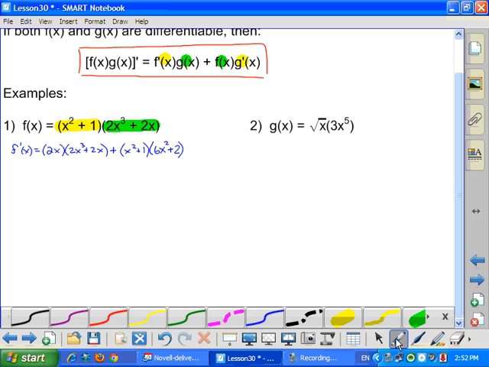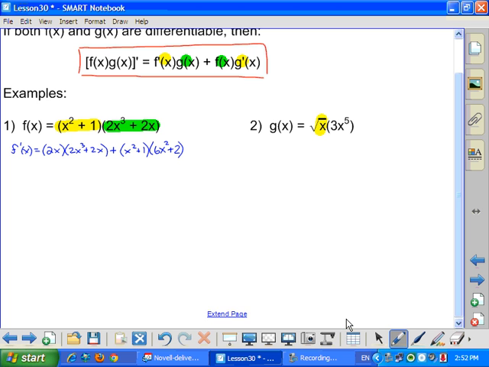What's the derivative of g of x? Well, I have two functions involved. So those are my two functions. Before you do g prime, let's get rid of the radical notation. So g of x is going to equal x to the 1/2 times 3x to the 5th. Now I'm going to have some people saying, hey, why don't I just multiply those together and just use power rule? Absolutely. I'm going to go ahead and use product rule just as an example, but you can definitely do that.